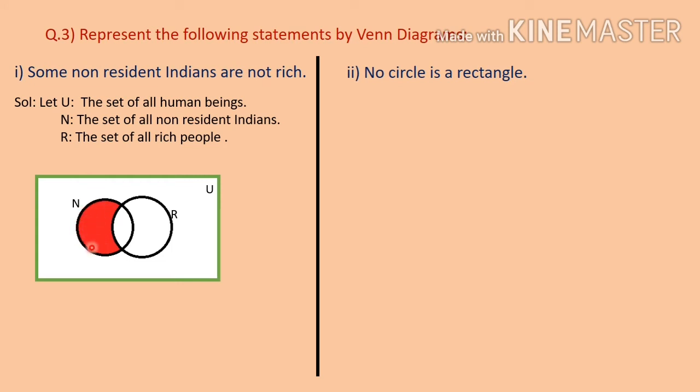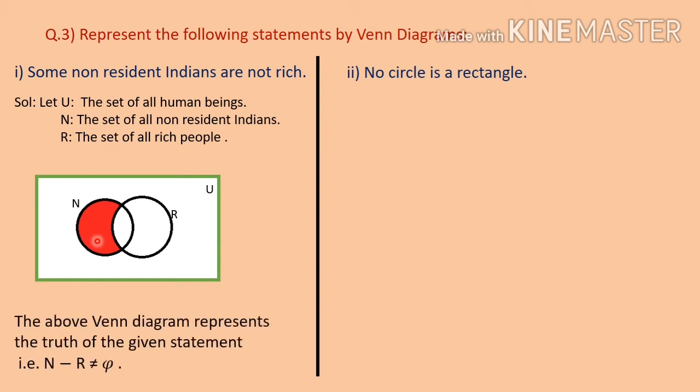Getting the point? And the explanation will be, the above Venn diagram represents the truth of the given statement, that is N minus R is not equal to ∅. See, this is your set N, correct? From this we have cut the portion which is common with R, or the portion of R which has come into the set N. So, N minus R is not equal to ∅. Getting? Next one. No circle is a rectangle.